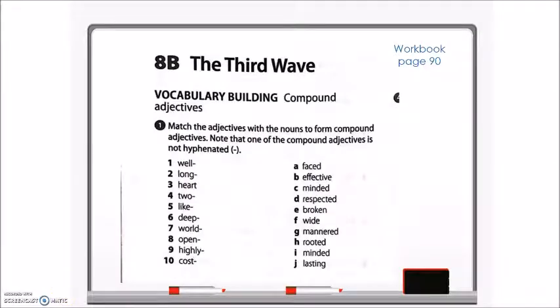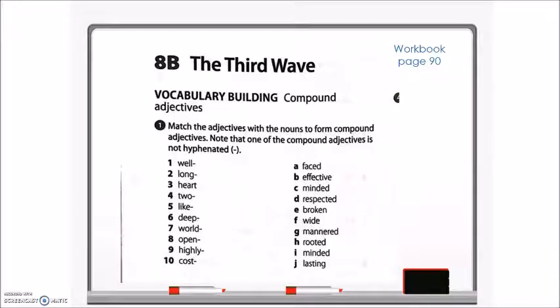Hello guys, we're here to do your favorite thing in the world. Yeah, that's right, check your homework, and I'm gonna help you with that. So let's go ahead. Exercise 1. Match the adjectives with the nouns to form compound adjectives. Note that one of the compound adjectives is non-hyphenated.